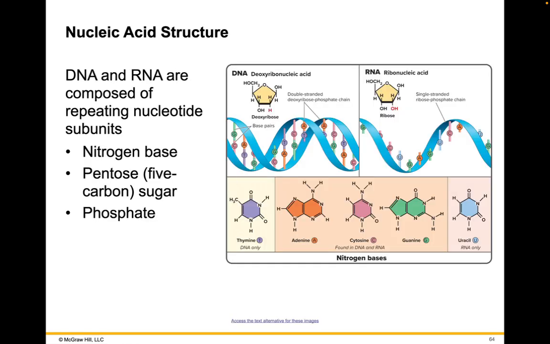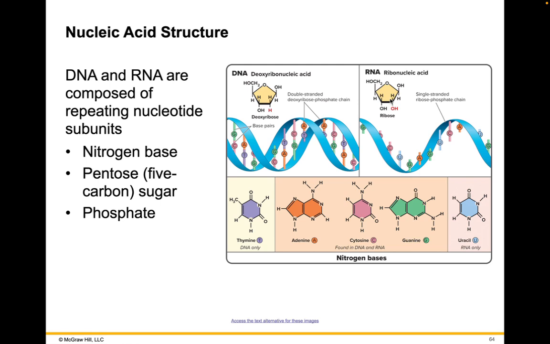So DNA and RNA are both made of repeating nucleotides, and nucleotides are made of a sugar, a phosphate, and a nitrogenous base. The sugar is what determines the name of the structure you're building. If you're using deoxyribose, it's DNA, and if you're using ribose sugar, it's RNA. These are 1, 2, 3, 4, 5 carbon sugars, so they are pentoses. We've seen hexoses, now we see pentoses. Deoxyribose and ribose are sugars with 5 carbons.